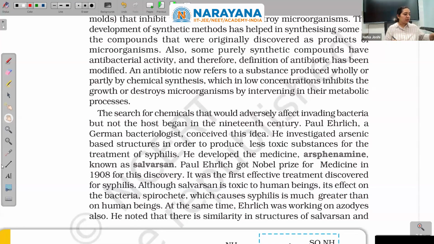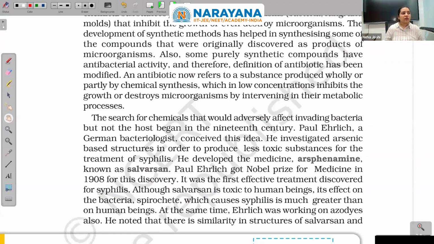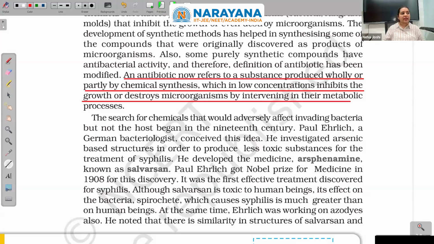Let us mark the latest definition. What is the latest definition? An antibiotic now refers to a substance produced wholly or partly by chemical synthesis, which in low concentration inhibits the growth or destroys microorganisms by intervening in their metabolic processes.